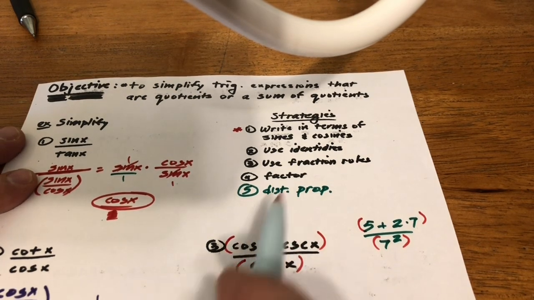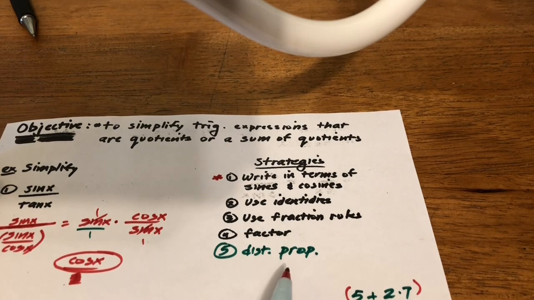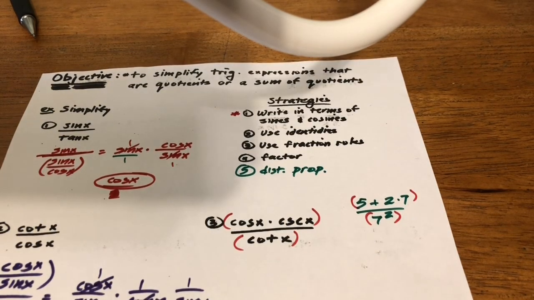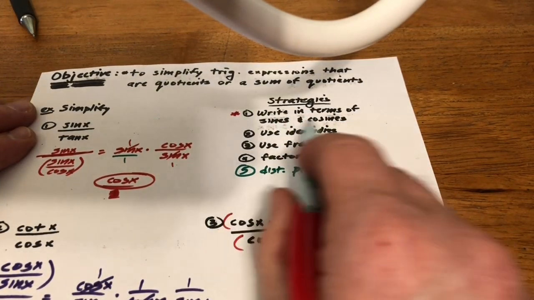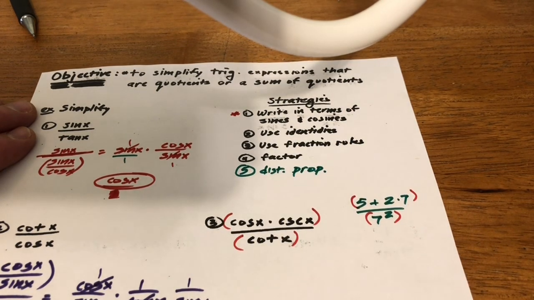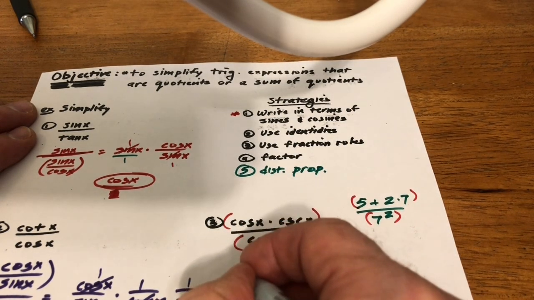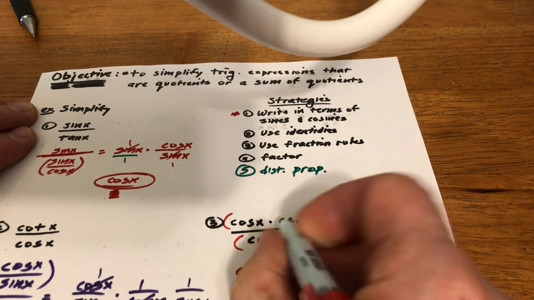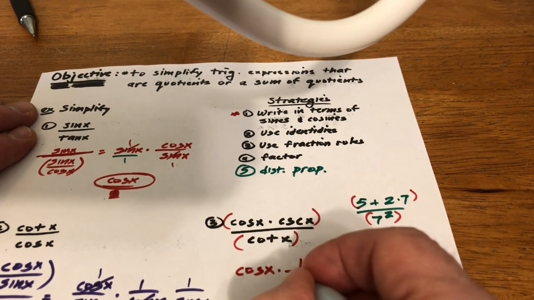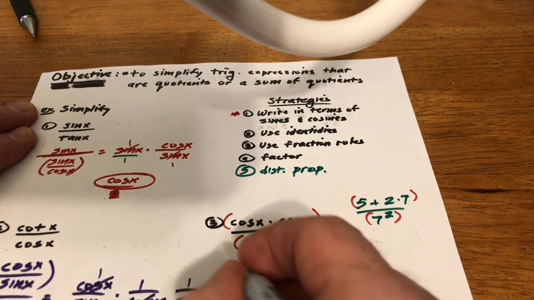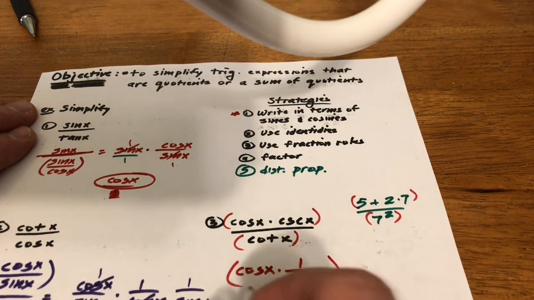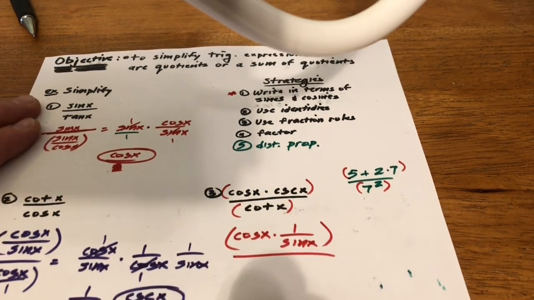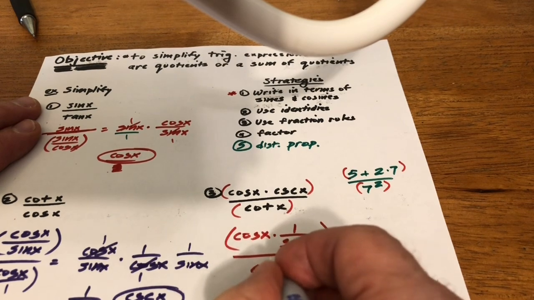First thing, let's look at our strategies. What do you think would be a good first step? Hopefully you said write everything in terms of sines and cosines, because let's start there. So this obviously is going to be cosine x times the cosecant, which is going to be 1 over sine x. So there's our numerator. The denominator is cotangent x.